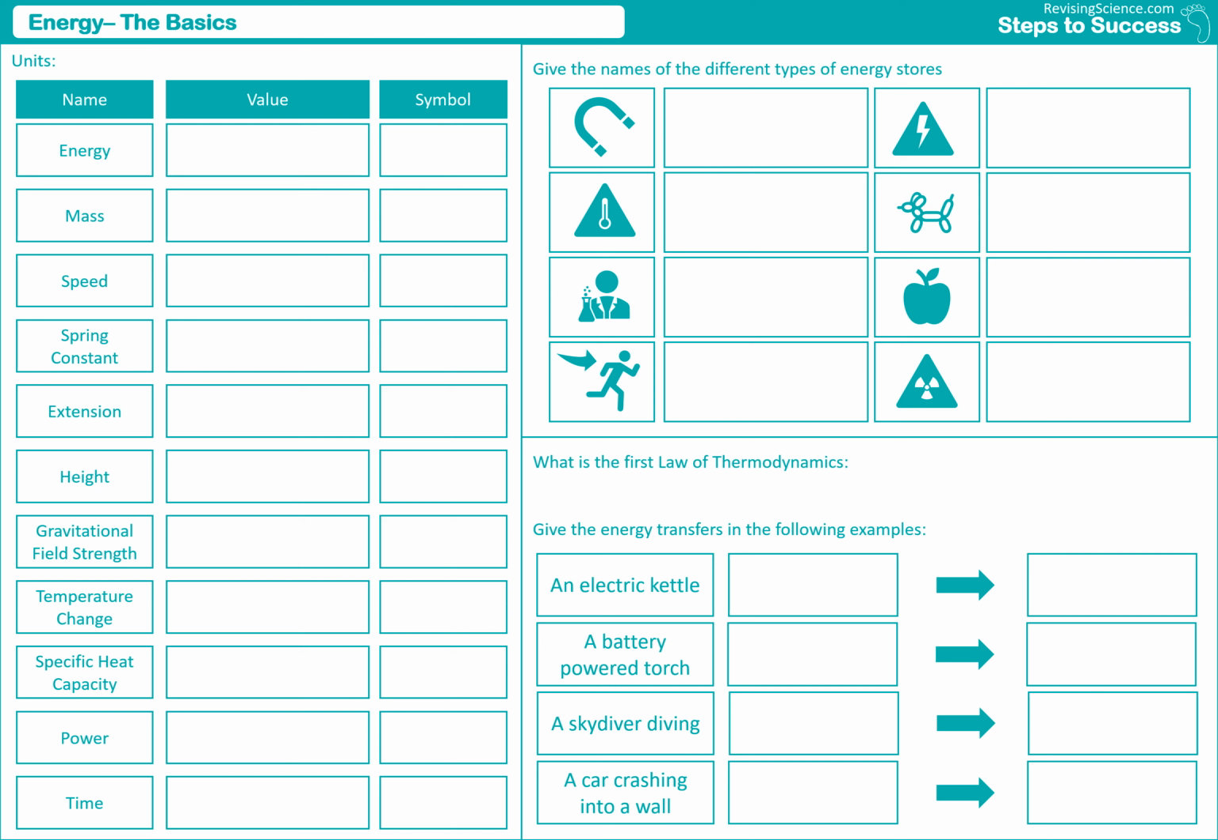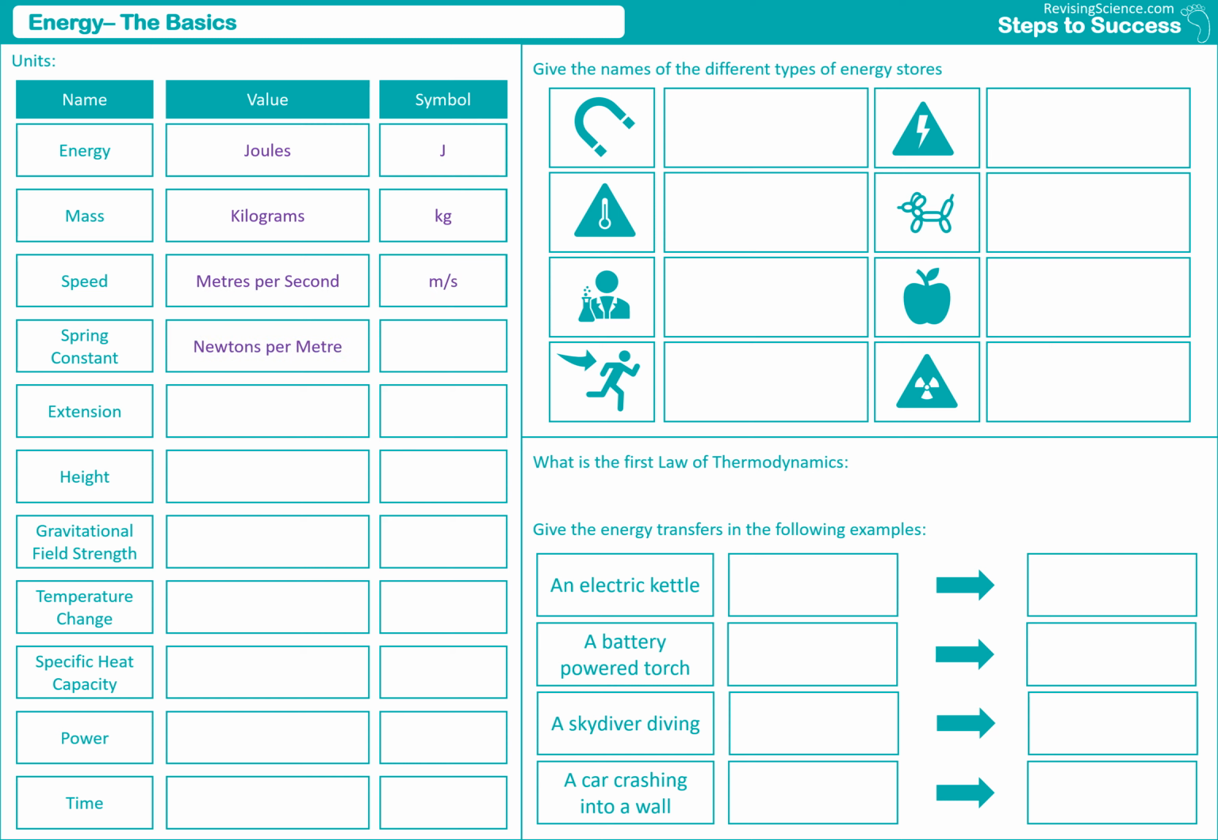In the energy topic, there are loads of variables, and it's important you know the values and symbols of all of them. Energy is measured in joules, and the symbol is a capital J. Mass is measured in kilograms, and the symbol is kg. Speed is measured in meters per second, and the symbol is m/s.